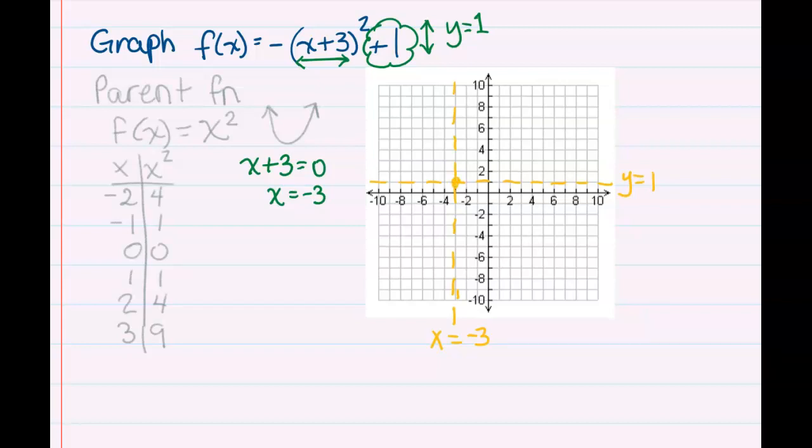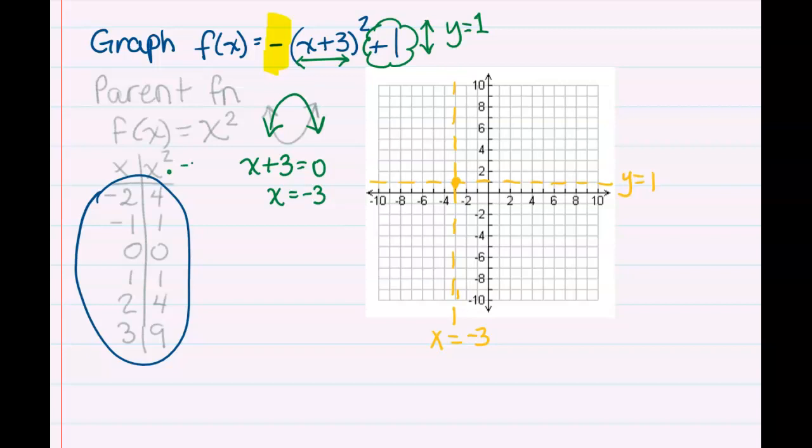So now that we've done that, we're going to graph our parent function with these values here, but we've got to remember if we have a multiplier to multiply our y values before we graph them. And we can see from our equation that we have a multiplier of negative 1. This tells us that our graph will not be opening upward, but opening downward.